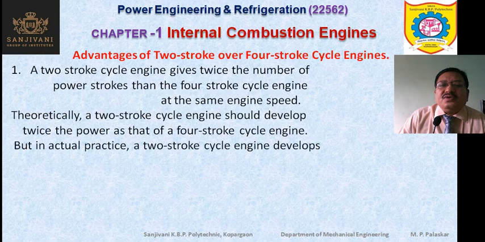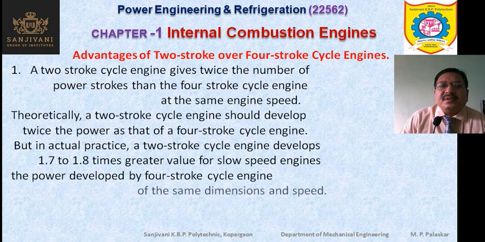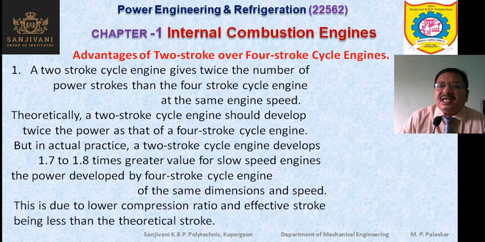So a 2-stroke cycle engine gives twice the number of power strokes than the 4-stroke cycle engine at the same speed. If the RPM is the same, since in one revolution one cycle is obtained, one power stroke is obtained, therefore the power strokes are more in the case of the 2-stroke engine. So theoretically a 2-stroke cycle engine should develop twice the power as that of a 4-stroke cycle engine.